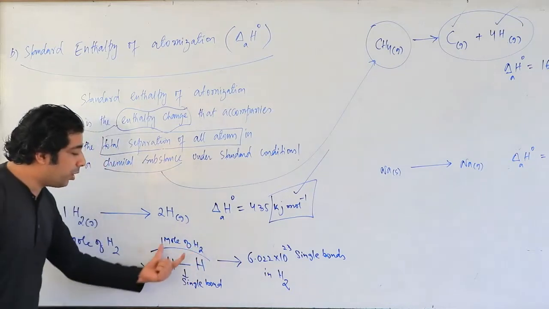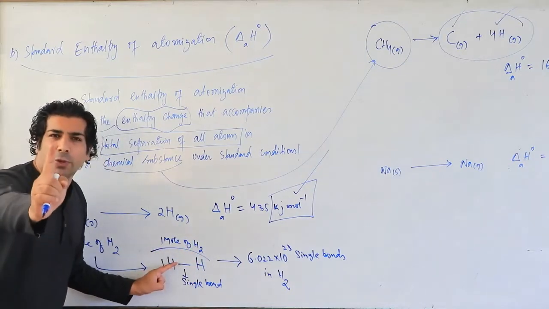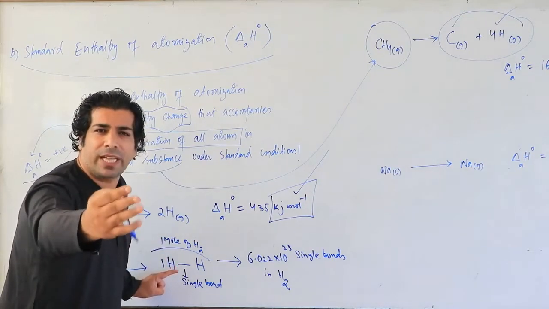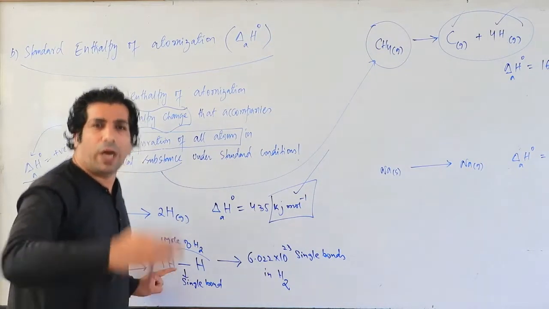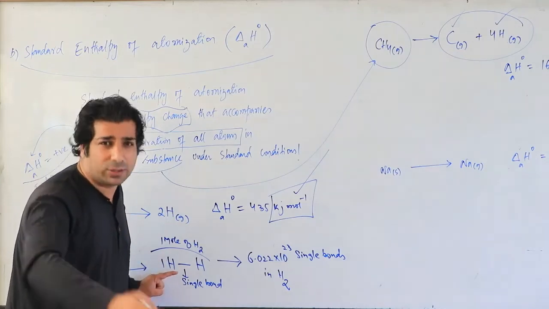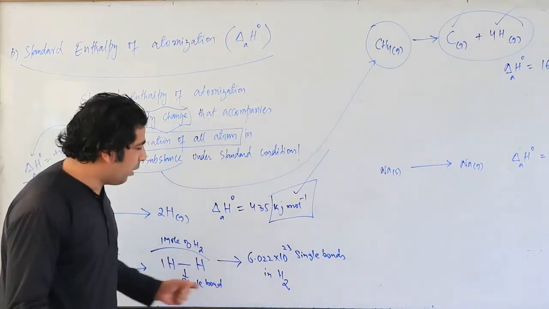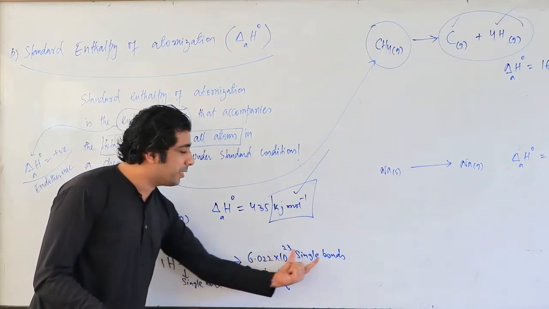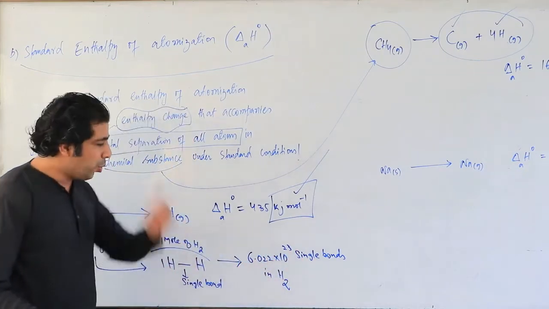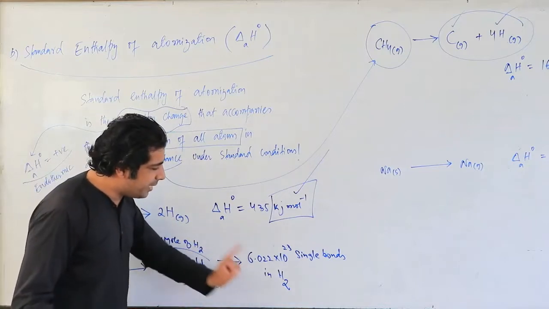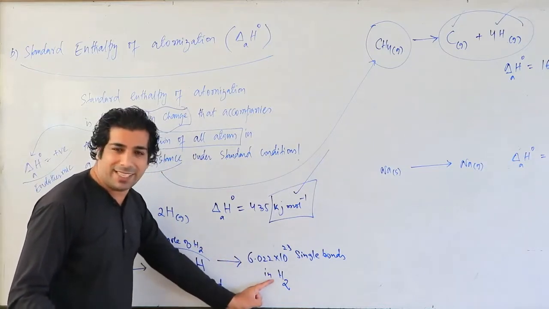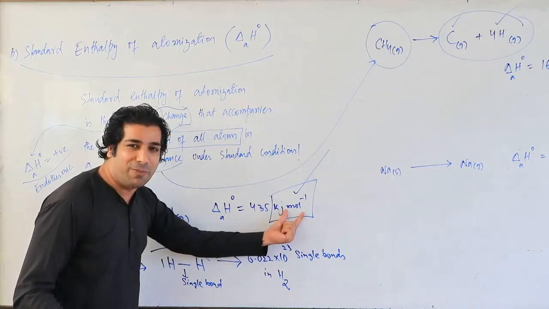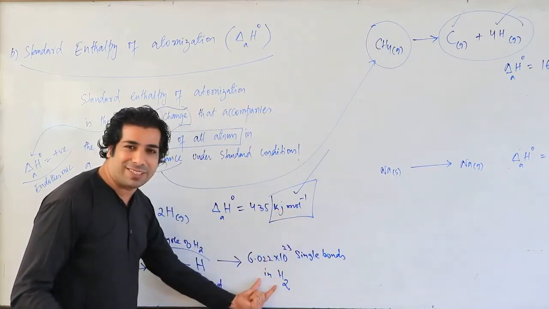So in 1 mole of H2, 1 molecule of H2 has 1 single bond. 10 molecules will have 10 single bonds. 1 mole will have how many single bonds? 1 mole of single bonds. And 1 mole of single bonds is 6.022 into 10 raised to power 23 single bonds in H2. So I am going to break these single bonds. Then only I can tell that I am breaking 1 mole of the bonds. Which bonds? Single bonds.